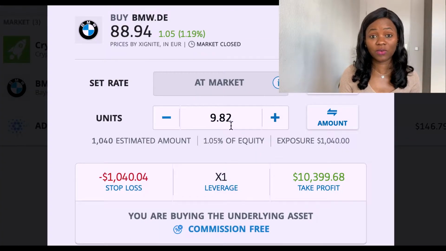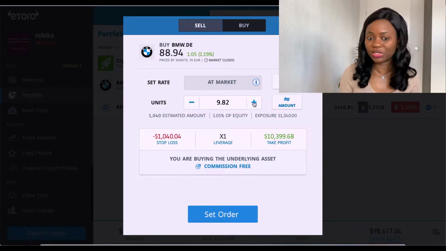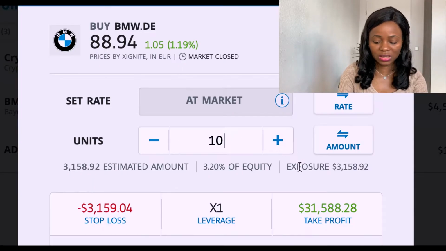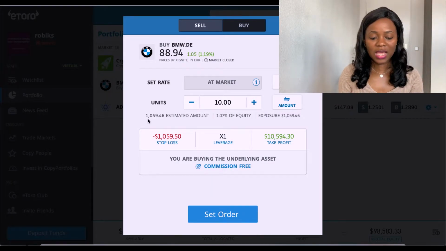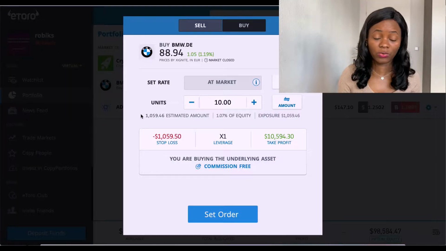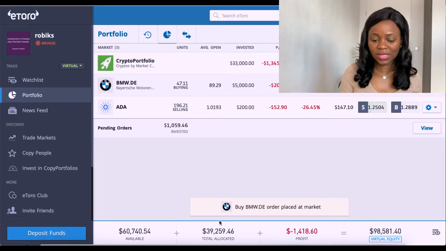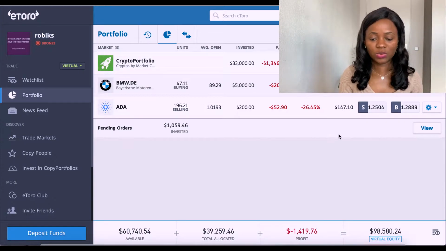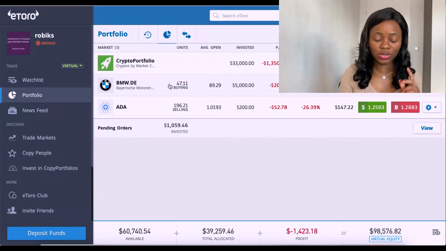So that $1,040 I had before was only going to buy me this, but then I can say, you know what, I want to buy 10 pieces. I want to buy 10 pieces, and then it goes exactly to 1,000. You can read here, 1,059 US dollars, and then I say, okay, set order, right? Order has been placed, and we'll see if that gets purchased. And yeah, so that's it about my portfolio on the virtual.